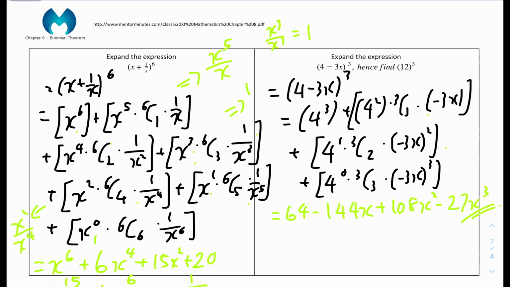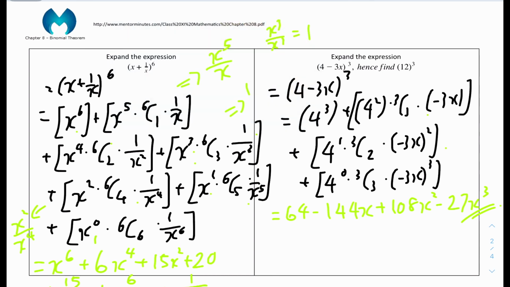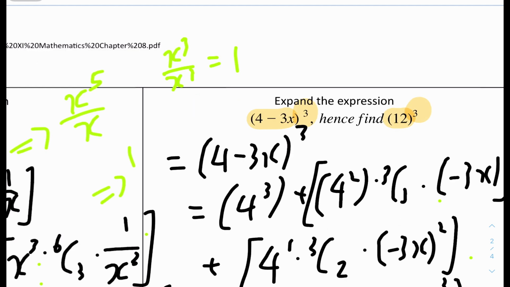So, we're not done yet because we have to find 12 to the power of 3. Of course you can just use common knowledge for 12 to the power of 3, but since this is a binomial, we can use the binomial technique. If you notice in the bracket, let me just zoom in, they're both to the power of 3. So you can actually just relate what's inside the bracket: 4 minus 3x and 12.